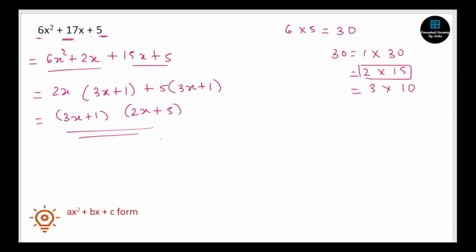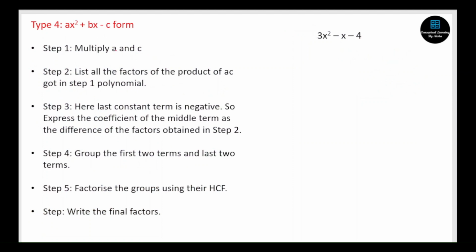Alright. Now here we have type 4, where the constant term is negative and the coefficient of x square is other than 1. Okay, so the same steps which we have to follow. Here we have to multiply 3 and 4 first. So 3 into 4, what do we get? 12. And 3 minus 4 I'll get minus 1, because here the coefficient of x is -1, right? So yes, we are done with this.